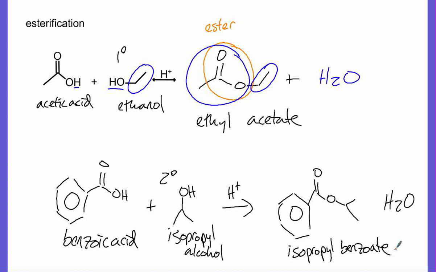So all esters are named similarly, right? You just have a branch again. Here's my isopropyl. And that isopropyl is attached to something that separately, with a negative charge, would be called that benzoate. So I just call that an isopropyl benzoate. So it should be fairly simple to follow along with, right? Definitely remember your water products, but that's the esterification reaction.